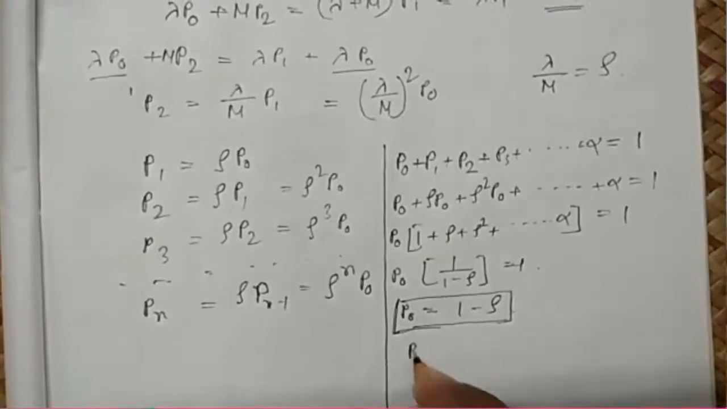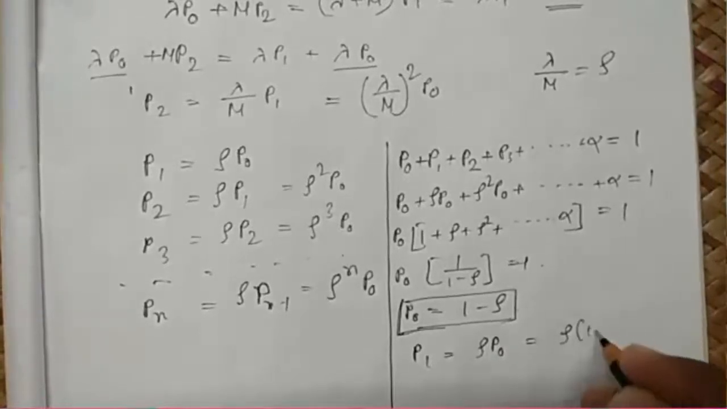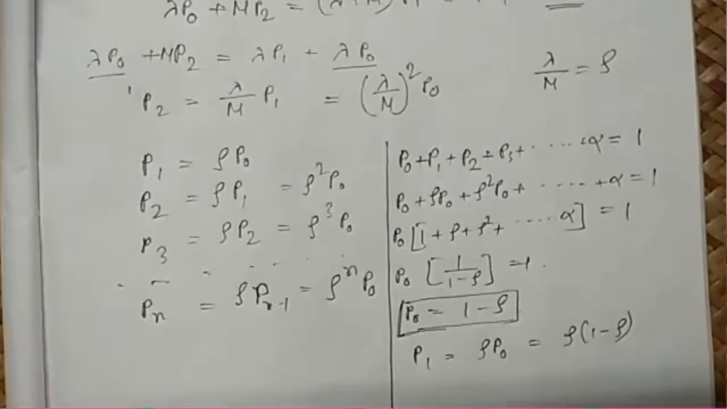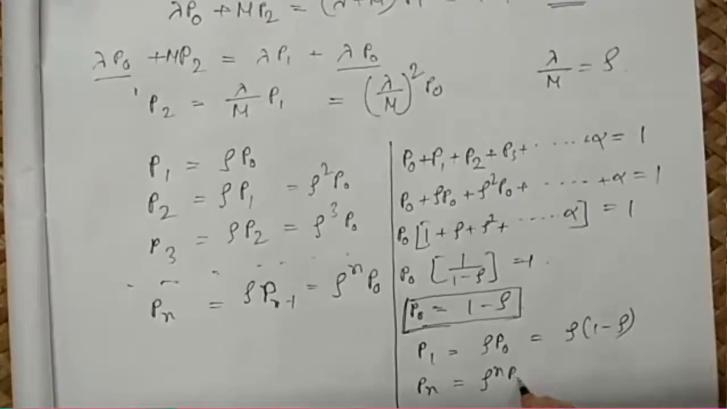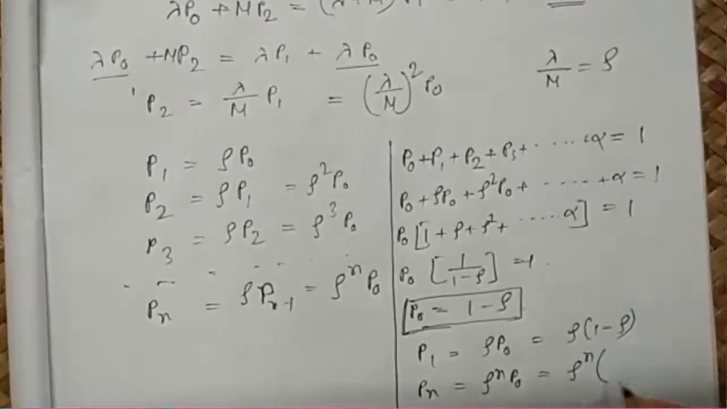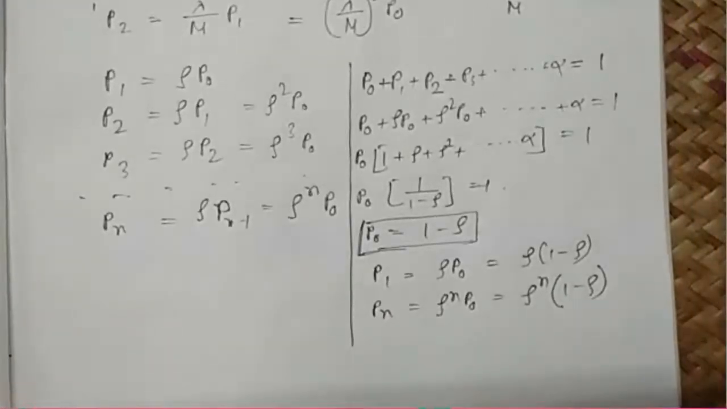Now if we look, P1 is equal to rho into P naught, and P naught is 1 minus rho. Similarly Pn is equal to rho to the power n into P naught, so rho to the power n into 1 minus rho. These are the small things that you can remember, and that we have to apply when we are solving problems. Okay, we'll stop here today as the time is up. We cannot complete in the time, and we will continue in the next class.